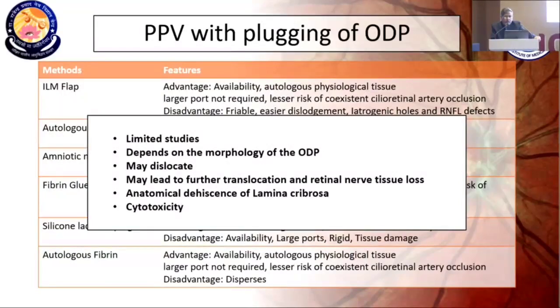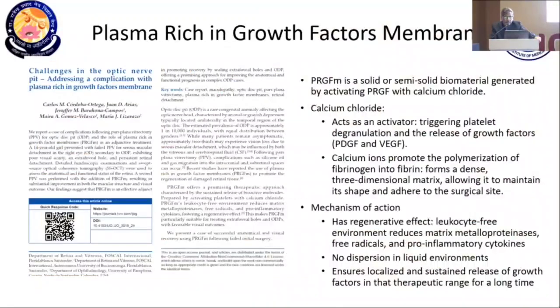So these are the advantages and disadvantages, and they depend on the morphology of the optic disc. Limited studies, and it may dislocate. That's the important thing. Dislocation of the flap is very important in these cases. If we can fix it and decide, that's why Hassan et al. did 20 cases, put in this scleral plug, and showed 100% results.